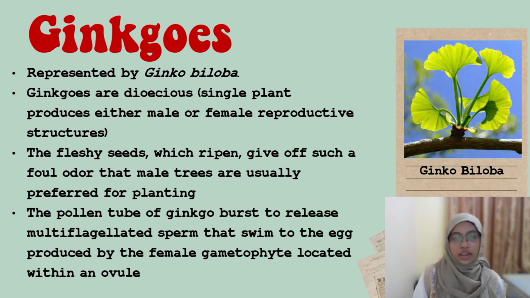Ginkgos are dioecious, so like conifers are monoecious, ginkgos are dioecious. What is dioecious? A single plant produces either male or female reproductive structures. It can only choose one. The fleshy seed, when it ripens, gives off such a foul odor that male trees are usually preferred for planting. The pollen tube of ginkgo bursts to release multiflagellated sperm that swim to the egg produced by the female gametophyte, located within an ovule.